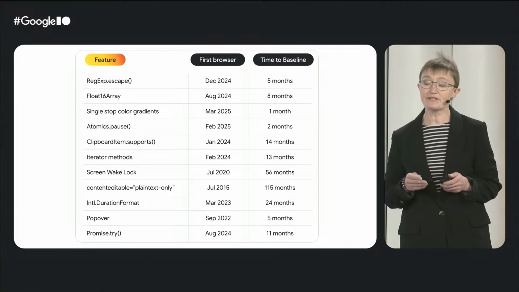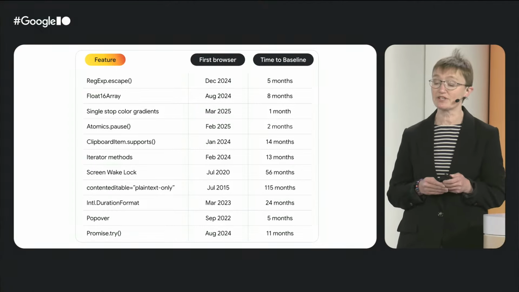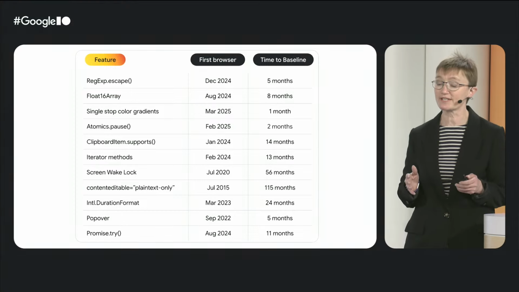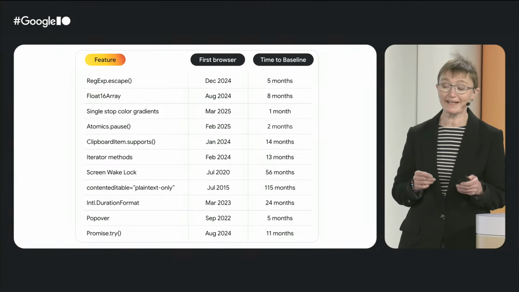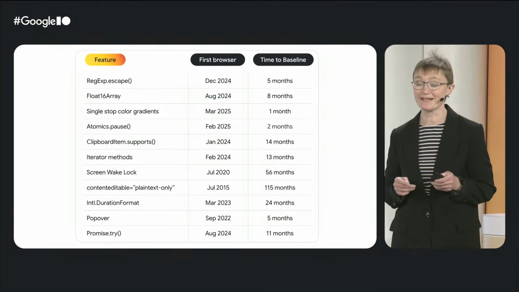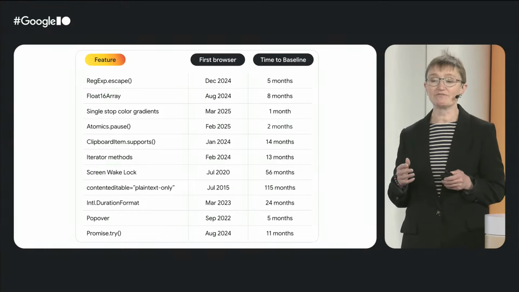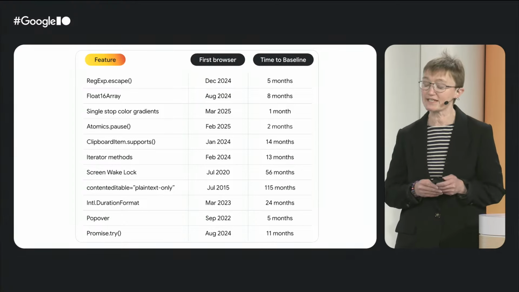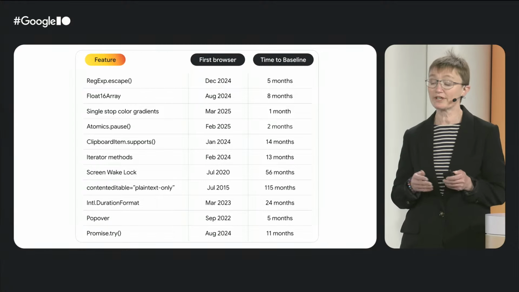And this is the time to baseline for features that have become baseline newly available this year in 2025. This includes things from right across the platform, not just CSS. Now, you can probably spot there's an extreme outlier here with content editable plain text only. And I always find this quite fun to see when you get a really old Interop pain point becomes picked up and it gets fixed. But again, we're seeing lots of these features coming in at under the 1-year mark.